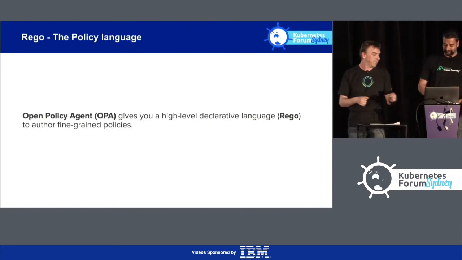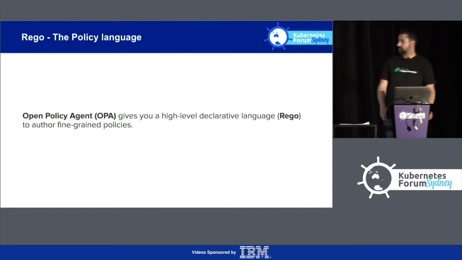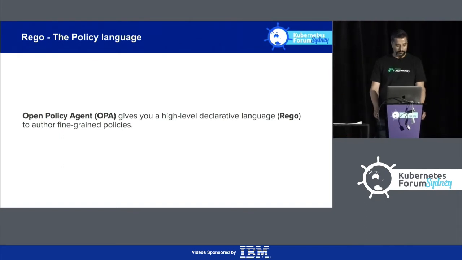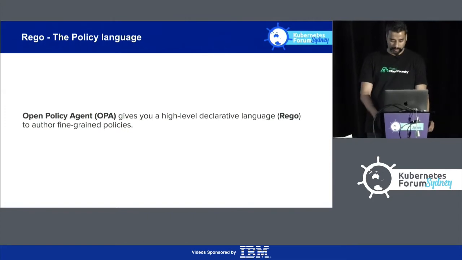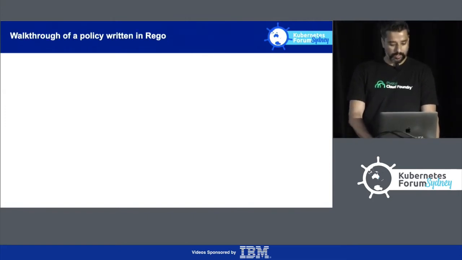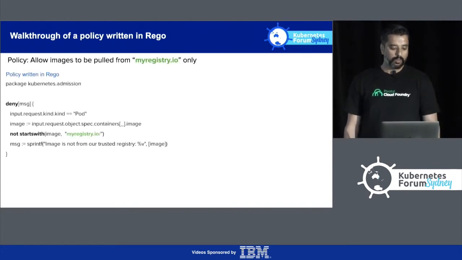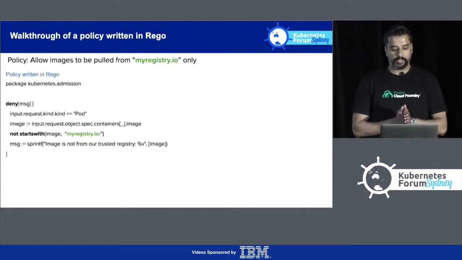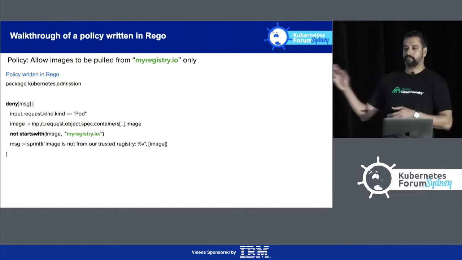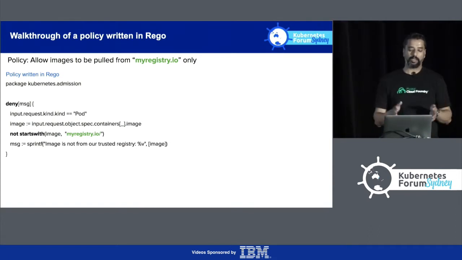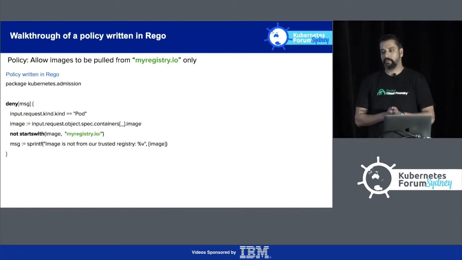Cool. Thanks, Mark. That was a good introduction to the evolving architecture of OPA. OPA comes with a policy language called Rego, which you can use to describe your policies. I'll walk through a policy written in Rego. What this policy is doing is restricting all image pulls to my registry. All images referenced in your pod can come only from myregistry.io.